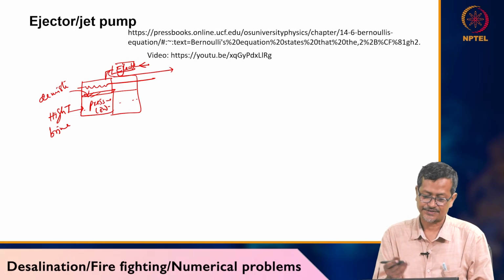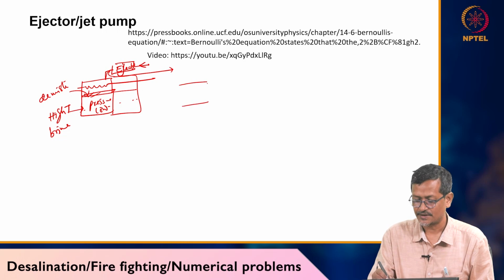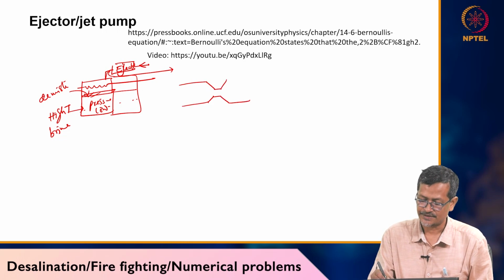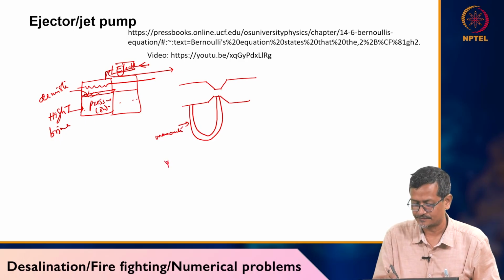So how is this ejector working? The ejector principle is basically based on the Venturi principle. You may have seen a venturimeter in your undergrad class laboratory. A venturimeter will have two pipes and one manometer. This is the manometer. This is called a venturimeter.